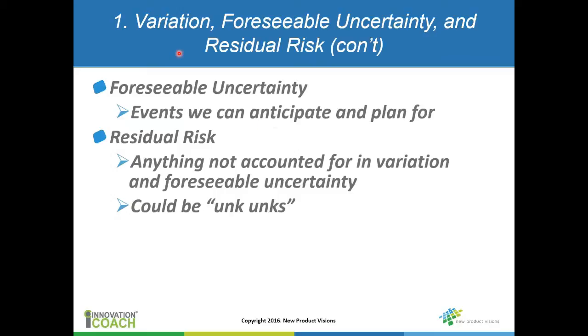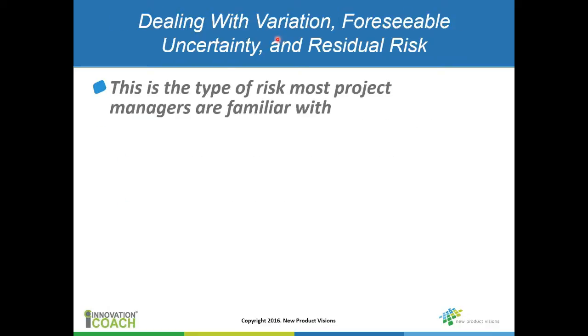And then basically whatever's not accounted for in task variation and foreseeable uncertainty ends up in what we call residual risk. So that's anything not accounted for in variation and foreseeable uncertainty. And part of that residual risk could be unknown unknowns, which we're going to talk about here in a minute. If these do not dominate the project, then basically you're left with these two types of uncertainties within the project.